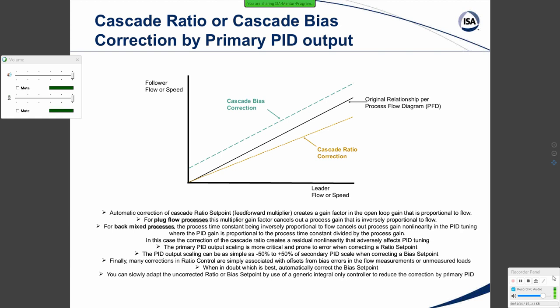You can solely adapt what is uncorrected, whether it's a ratio or bias set point, by the use of a generic integral-only controller to reduce the correction that the primary PID is having to do. And it's pretty simple. If it's a feed-forward summer, that correction should be zero on the -50 to +50% scale. And so you have another controller looking at that and saying, oh, well, why is that output always, say, +20%? I can gradually correct a ratio set point that will allow the bias correction to go to zero.